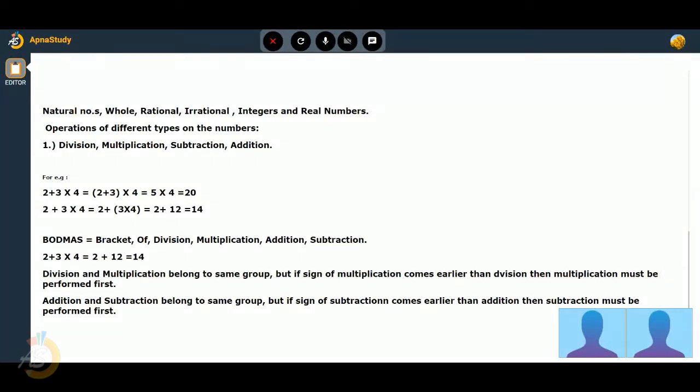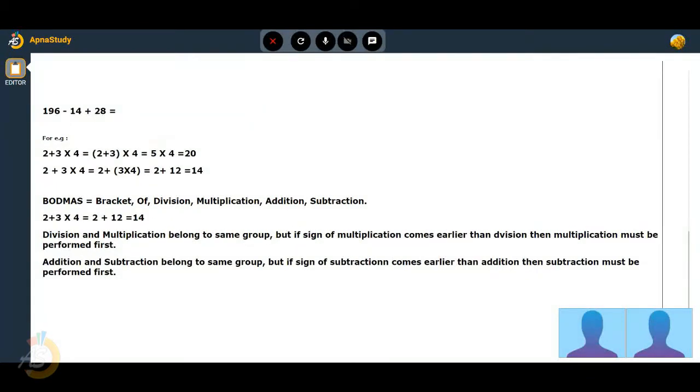So in this question, you can see the question? No, it went down. Could you please write on top? Just wait. Now you can see? Yeah.